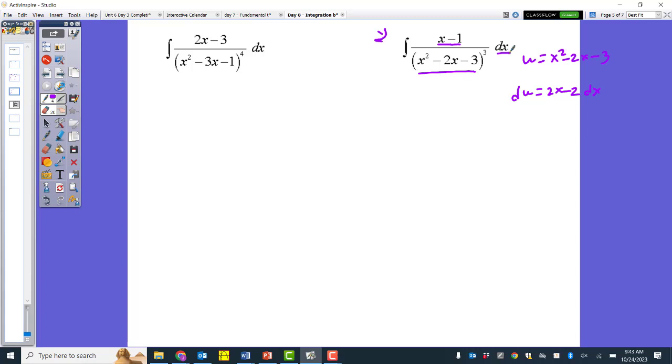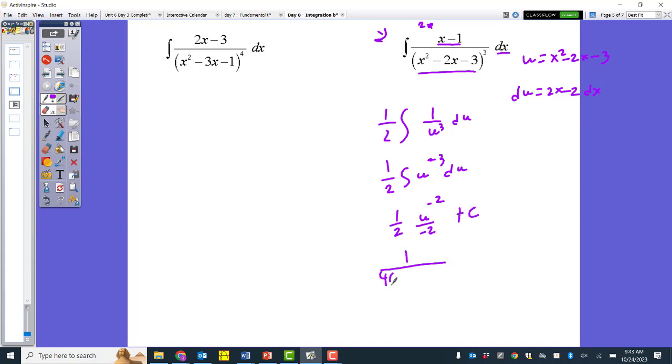So we need to multiply the inside by 2, so times 2. And to balance that, we're going to multiply the outside by 1/2. Integral of 1 over u cubed du. 1 over u cubed is the same as u to the negative 3. And so we have 1/2 u to the negative 2 divided by negative 2 plus c. So 1 over 4 x squared minus 2x minus 3 to the second plus c. All right?